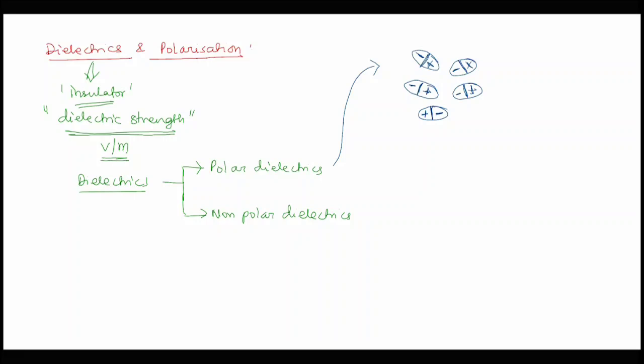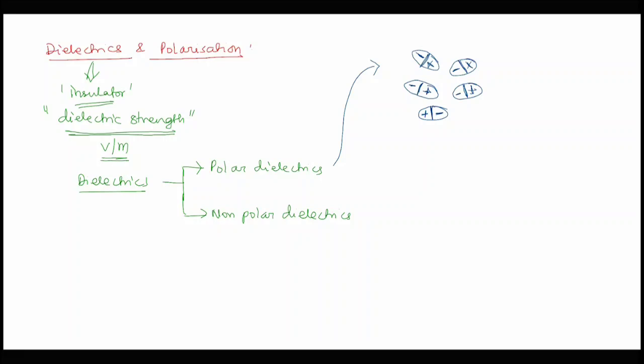So all the polar covalent bond materials can be regarded as examples of polar dielectrics. When we say non-polar dielectrics, the center of the positive charges and the center of the negative charges coincide with each other when no electric field is applied.